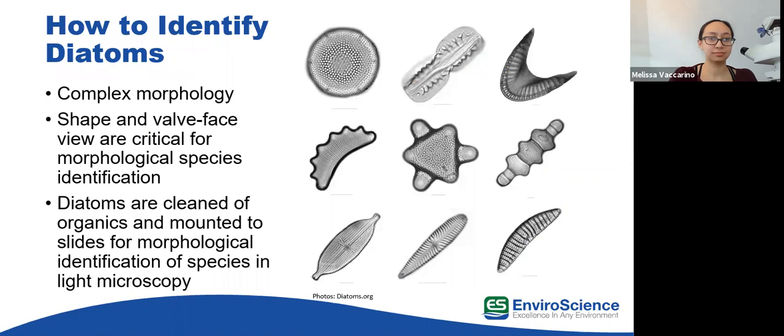And so how do we identify diatoms? They have a complex morphology in which their shape and valve face view are critical for morphological species identification. So in other words, not all, some are identifiable in girdle view, but most of the information most of the time is going to be on that front face. And so we clean diatoms out from the organics so you don't see any chloroplasts in here, in order to view the details.